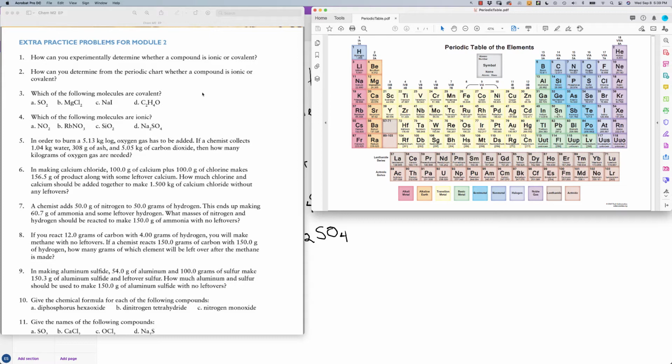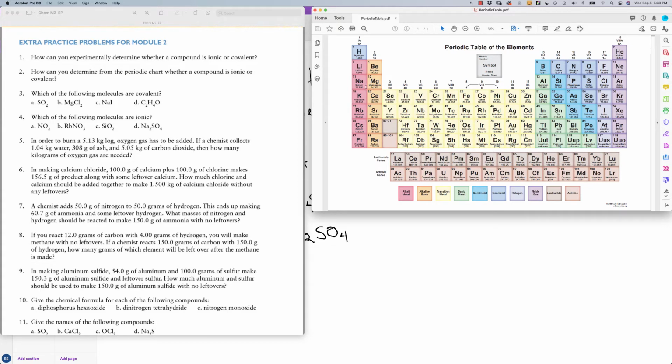Quickly, on the first couple we did in class, how can you tell experimentally if a compound is ionic or covalent? Remember that if it has one of these metals on this side connected to a non-metal on this side, then it's ionic. And if it's just a non-metal connected to more non-metals, then it's covalent. Okay? You can determine this in a lab experiment by dissolving it in water, and if it conducts electricity, then it would be ionic. Number two, we kind of went over that.